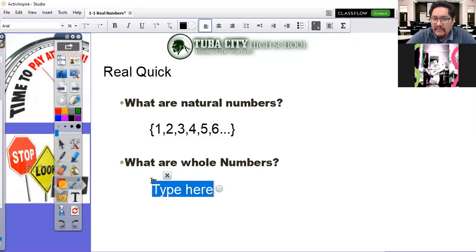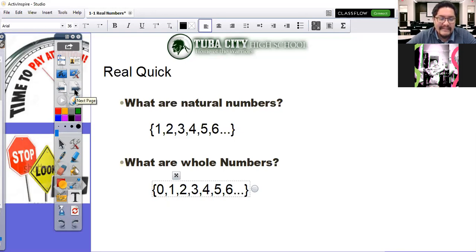And then we have whole numbers. So what are whole numbers? Whole numbers are basically the same things, but they do include 0. So we have 0, 1, 2, 3, 4, 5, and 6, and so on. That's what those 3 dots mean: it goes on like that pretty much forever, to infinity. I'm pretty sure there's a lot of rocks around. But that's just a quick recap of the 2 basic types of numbers: natural numbers and whole numbers.